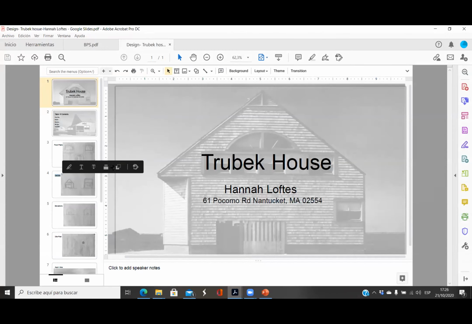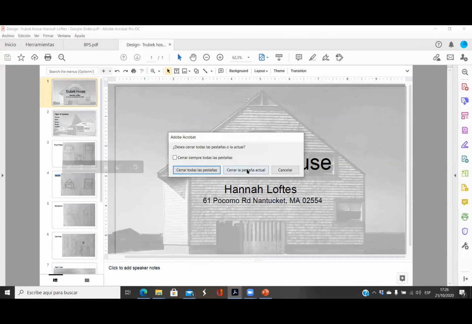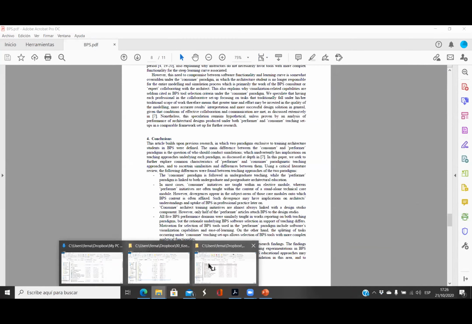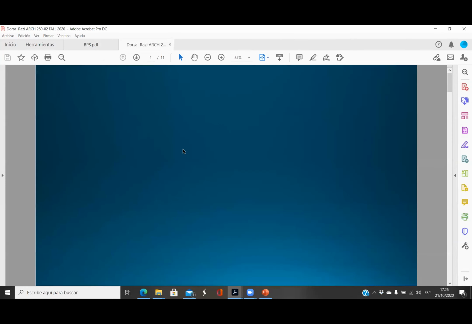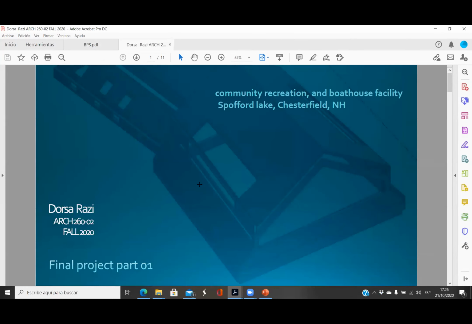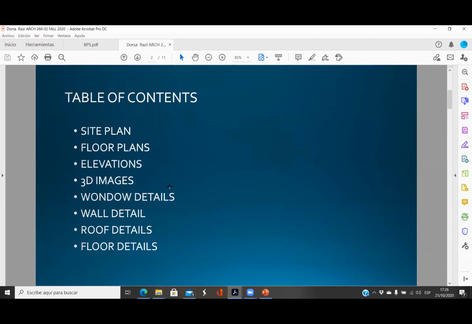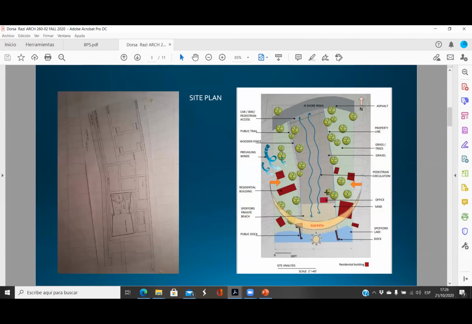Hannah, oh, I can't work with this. Dorza, are you there? Yes, I'm here. Okay. Well, this is interesting because this is your design 2 project. I like the site plan, but your building is not here. It's not in this site plan analysis. No, it's not. This is just the existing condition of the site. Ah, okay.